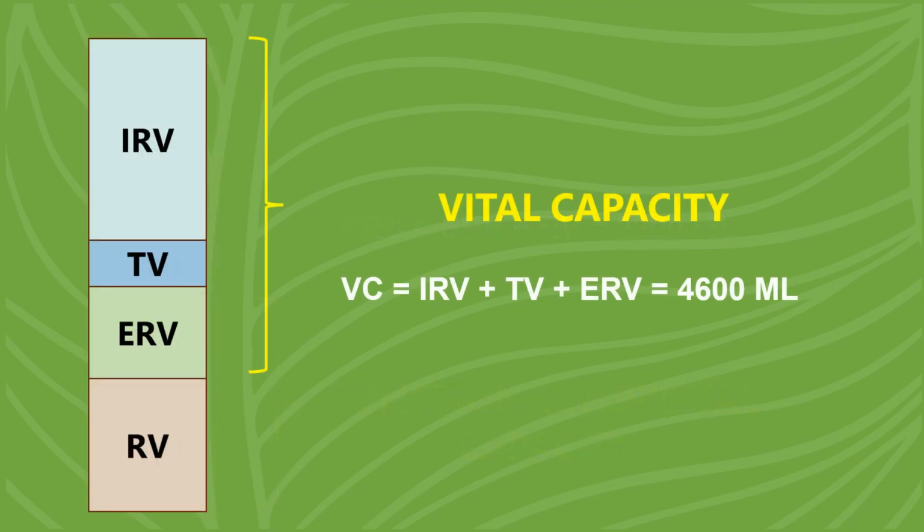Then there is vital capacity. It is the maximum amount of air that can be expired out after a deep inspiration, which includes the tidal volume as well. It is a combination of inspiratory reserve volume, expiratory reserve volume, and tidal volume, and the vital capacity of lungs comes to around 4600 milliliter.